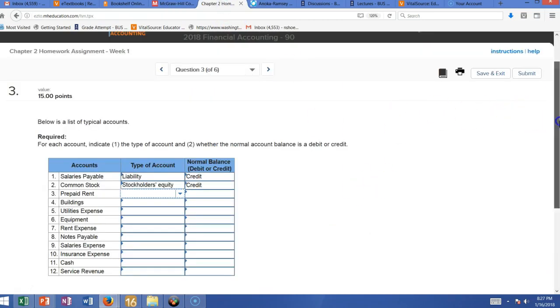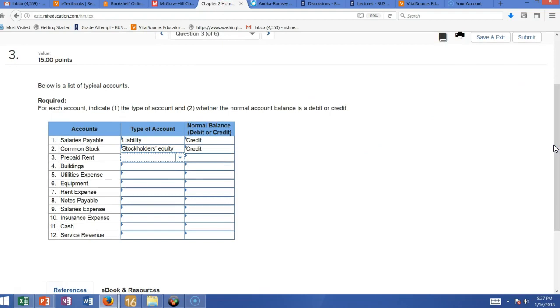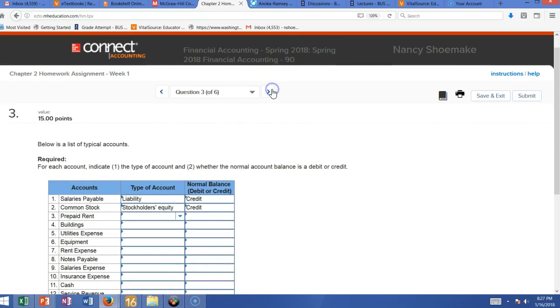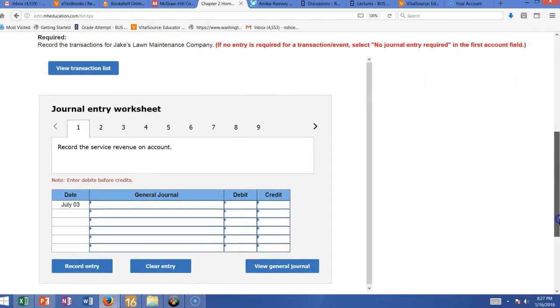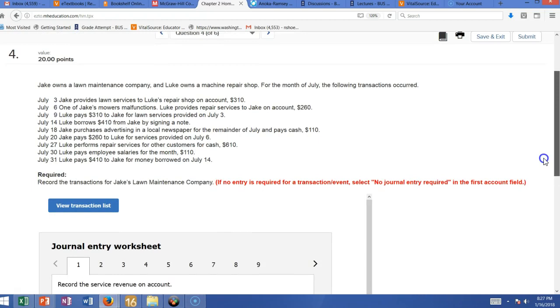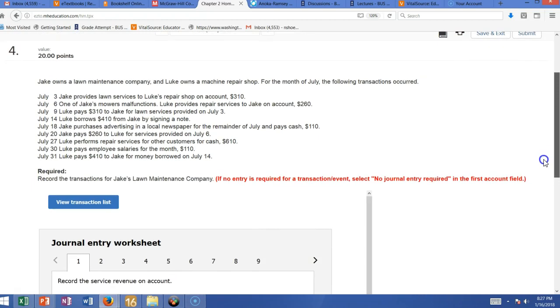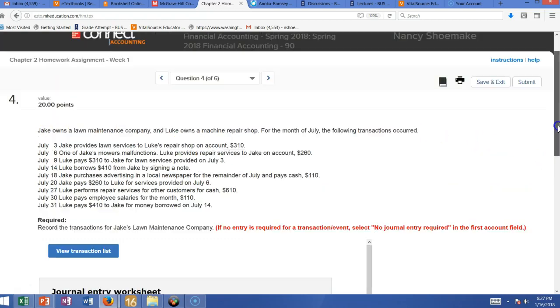Okay, so do you guys see how going through this will help you cement what type of account it is, and then this helps remind you whether it is a debit or a credit account? Next, record the transaction. We've done some, but basically what we're doing here is talking about various accounts, and as a result, what we're going to debit and what we're going to credit.